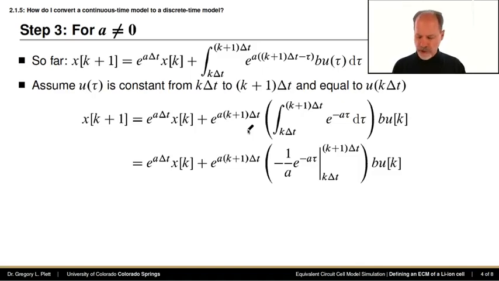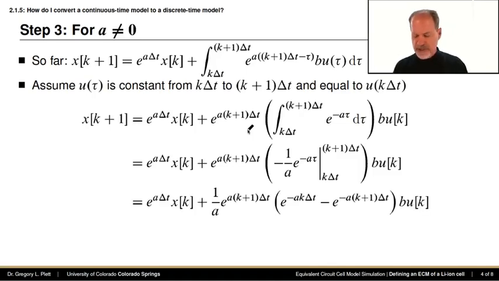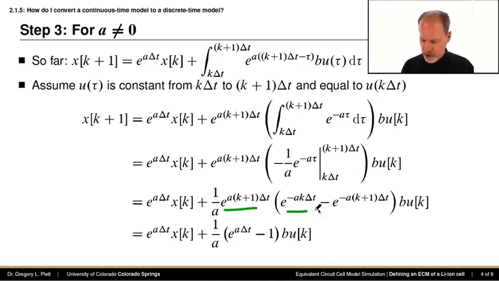We compute this integral. The integral of e to the negative a tau d tau is equal to minus 1 over a times e to the minus a tau evaluated between the endpoints, which is what we have here. And we can substitute what those endpoints are into the equation, and we get this right here. And we can further condense things by multiplying this through and distributing it across the summation. So what we end up with, when a is not 0, is our discrete time equation.